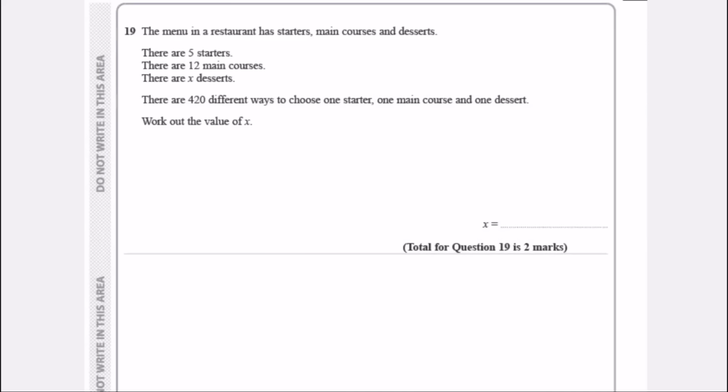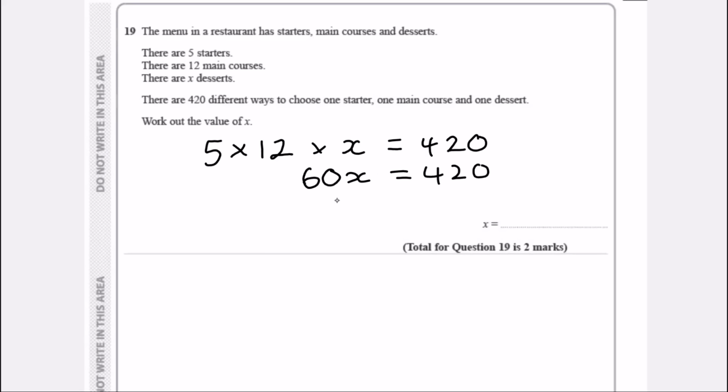Question 19. The menu in a restaurant has starters, mains, and desserts. 5 starters, 12 mains, and x desserts. There are 420 different ways to choose. Work out the value of x. So 5 starters, 12 mains, and x desserts, and there must be 420 ways of picking. 5 12s is 60, so 60x equals 420. So 6x is 42, dividing both sides by 10. And then that is 7. 6 times 7 is 42. So x must be 7.